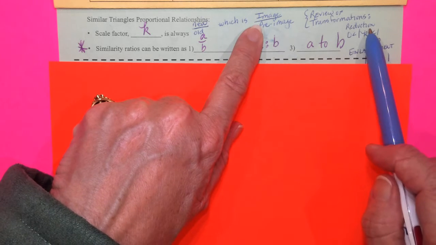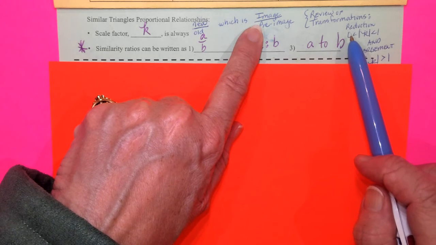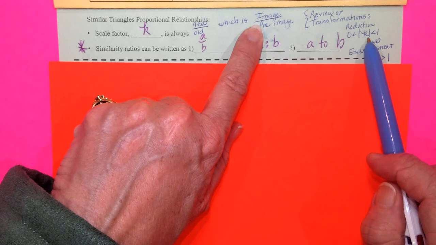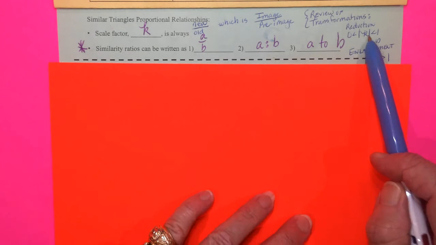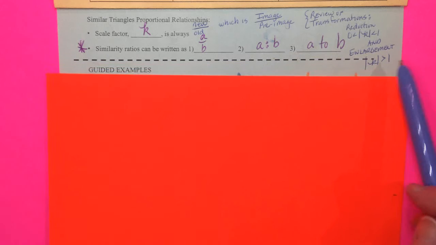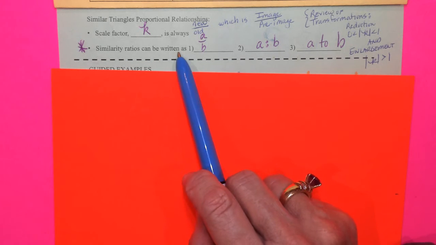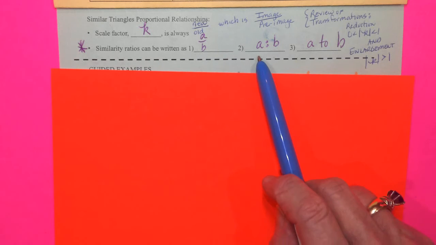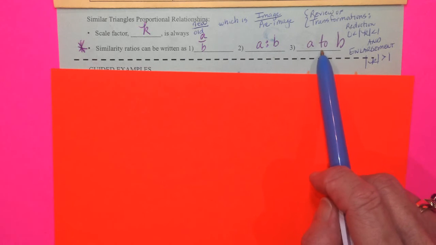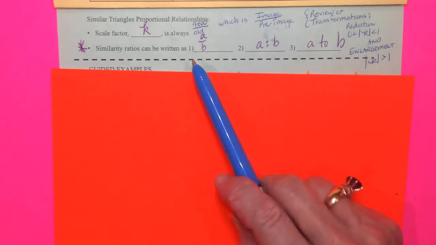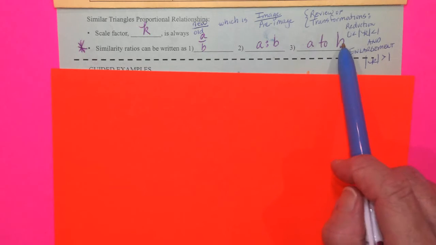Just remember that if it's a reduction, k has to be between 0 and 1, and that's the absolute value of k because we always deal with positive values. And for an enlargement, the absolute value of k is greater than 1. And similarity ratios can be written a over b, a colon b, or a, put in the word "to", b, but we read them all a to b, a to b, a to b.